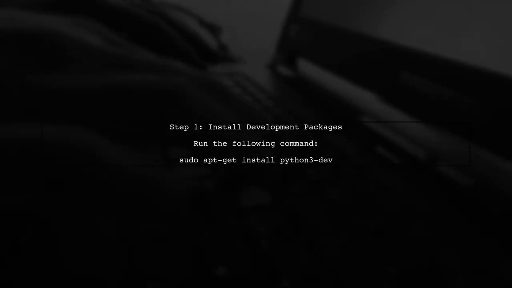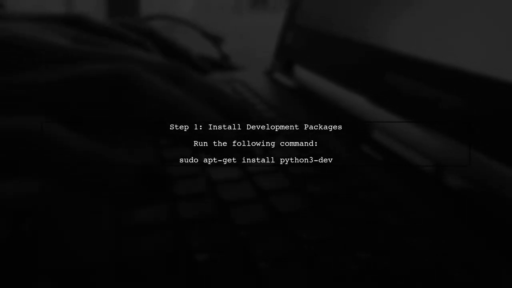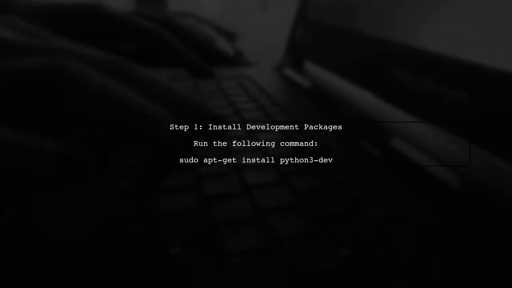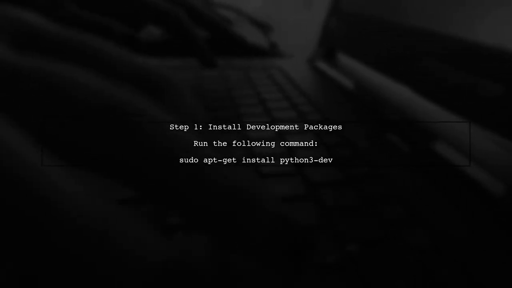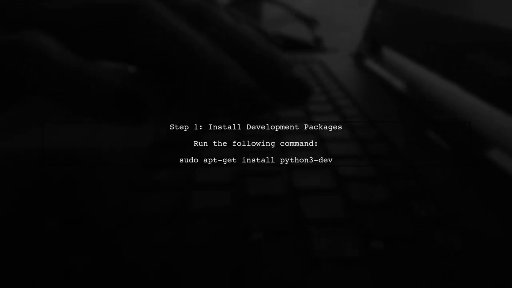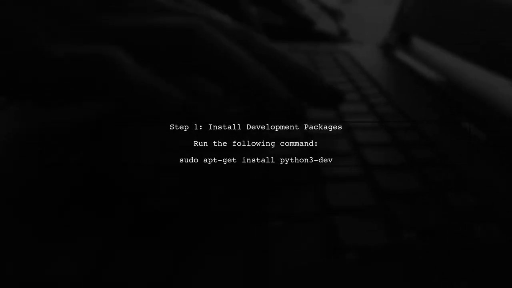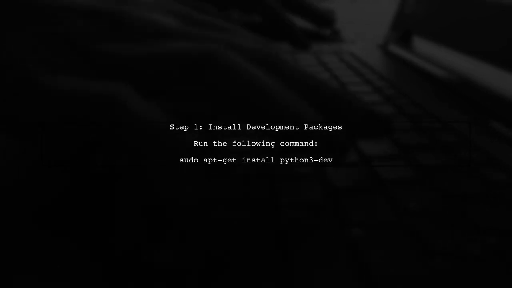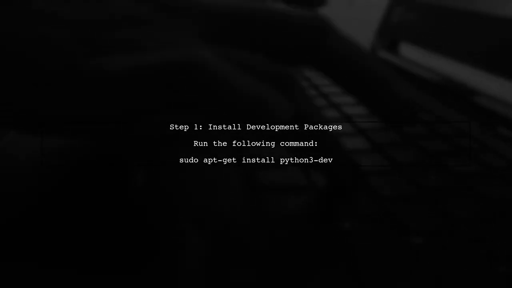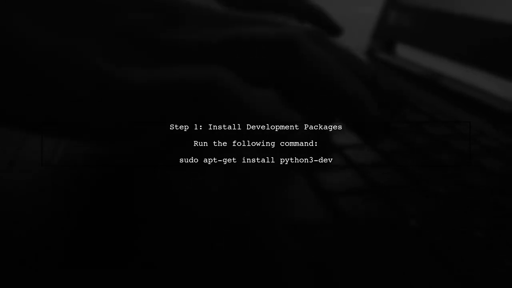To resolve the issue with installing uWSGI in your virtual environment, we first need to ensure that the necessary development packages are installed. The error indicates that the Python header files are missing. After installing the development packages, we can attempt to install uWSGI again. Make sure your virtual environment is activated before running the installation command.